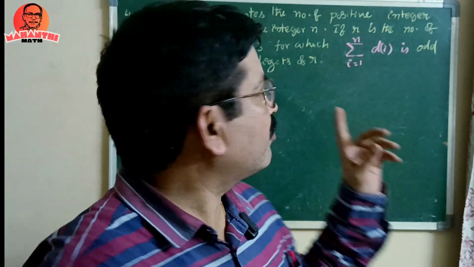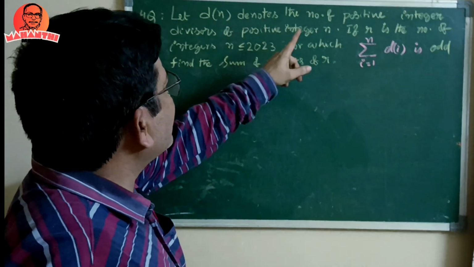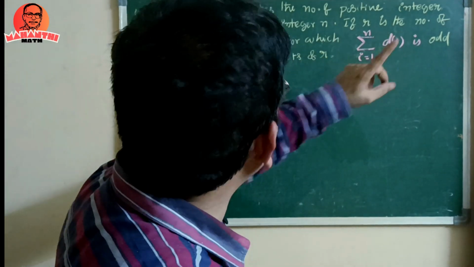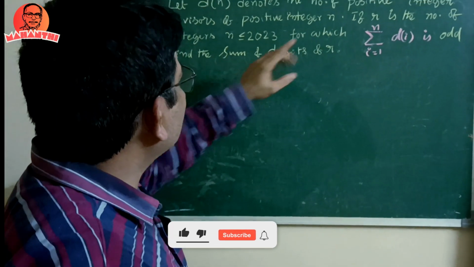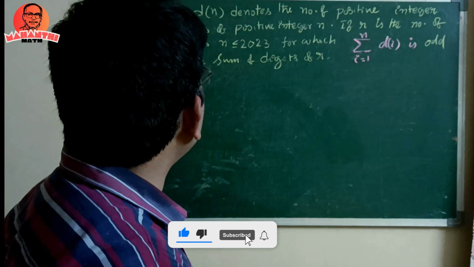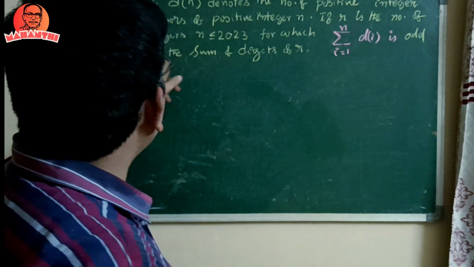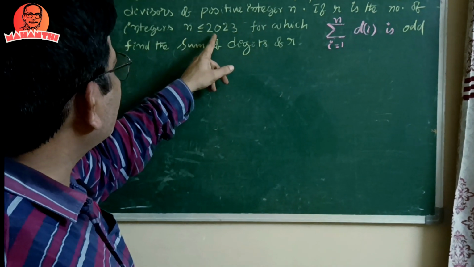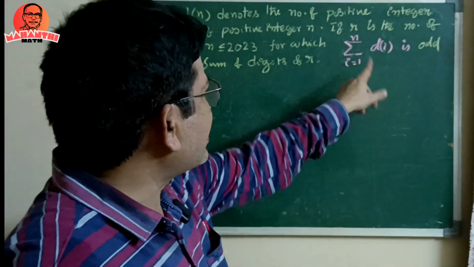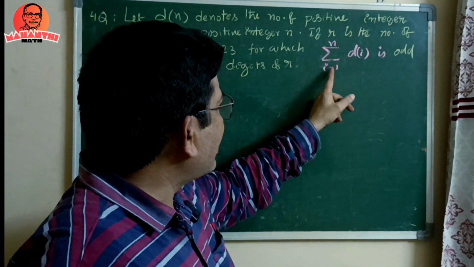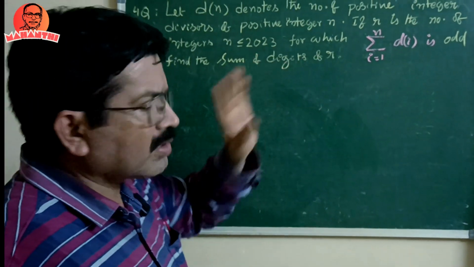Now our next question. Let D(n) denote the number of positive integer divisors of a positive integer n, which means the number of positive divisors we have to find. And R is the number of integers n less than or equal to 2023 for which this condition is satisfied: the sum of D(i), for i equal to 1 to n, is odd. Find the sum of the digits of R.